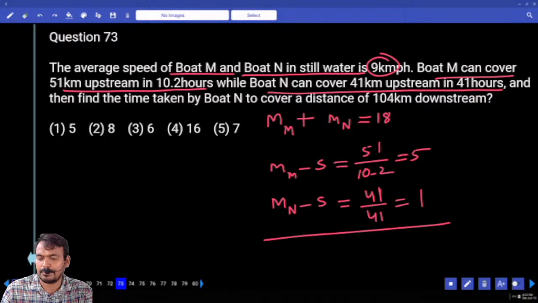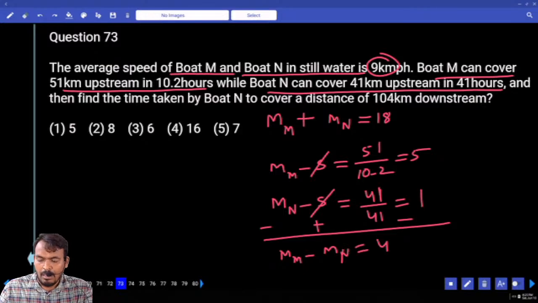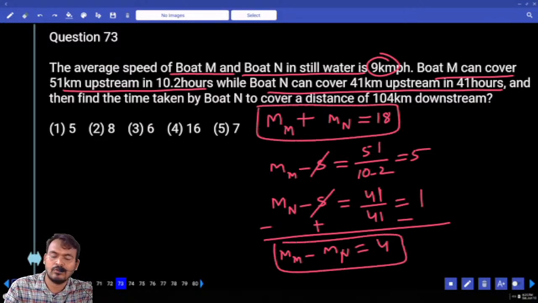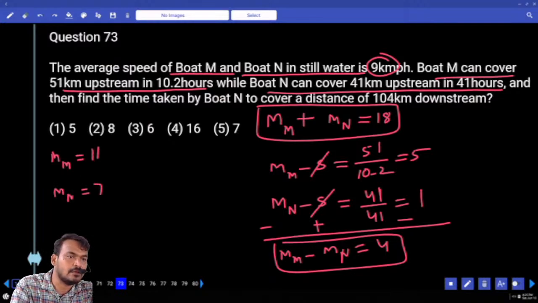Simplify these two by subtracting the first one minus the second one. We are getting M minus N, as these two are cancelled. M minus N equals how much? 4. And already the sum of these two values is 18. The difference of these two values is 4. Means M is how much? 18 plus 4 is 22, by 2 means 11. Then N value is 7.